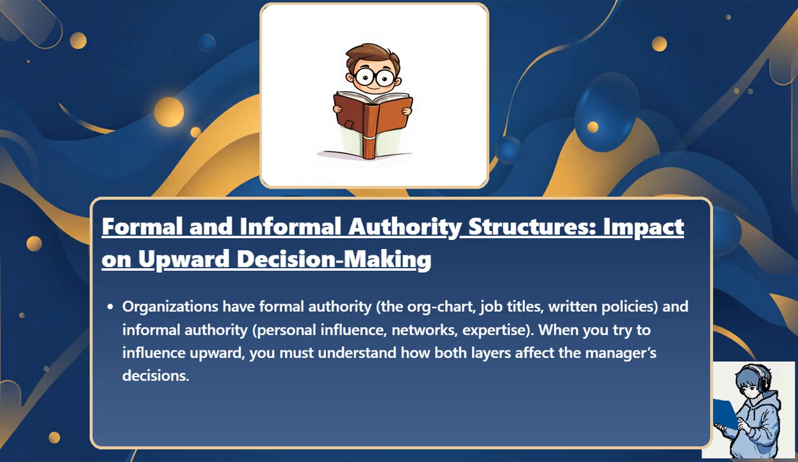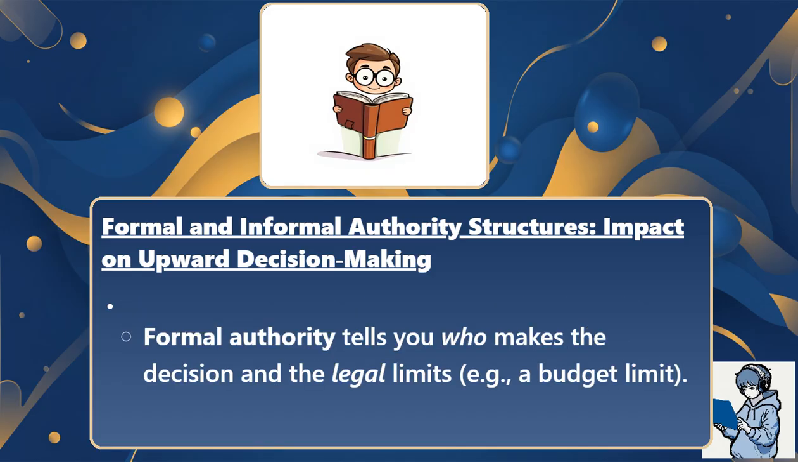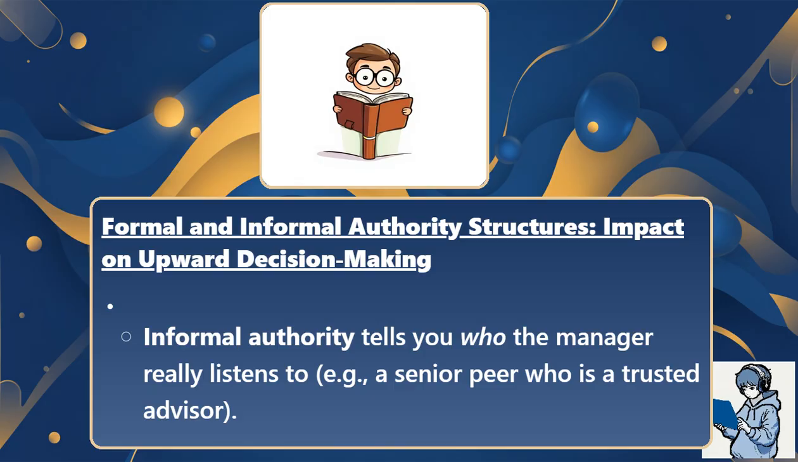Organizations have formal authority: the org chart, job titles, written policies; and informal authority: personal influence, networks, expertise. When you try to influence upward, you must understand how both layers affect the manager's decisions. Formal authority tells you who makes the decision and the legal limits, for example, a budget limit. Informal authority tells you who the manager really listens to, for example, a senior peer who is a trusted advisor.